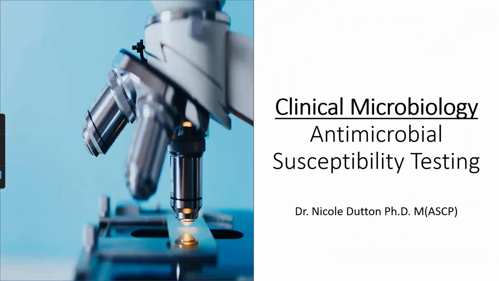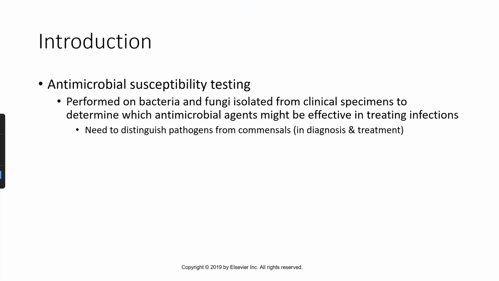Antimicrobial susceptibility testing. Antimicrobial susceptibility testing is performed on bacteria and fungi isolated from clinical specimens to determine which antimicrobial agents might be effective in treating infections. Need to distinguish pathogens from commensals.